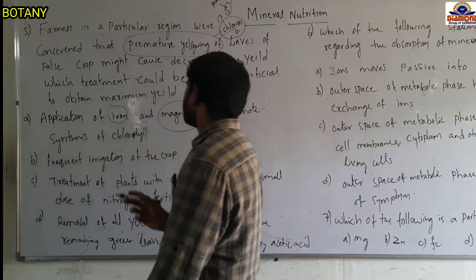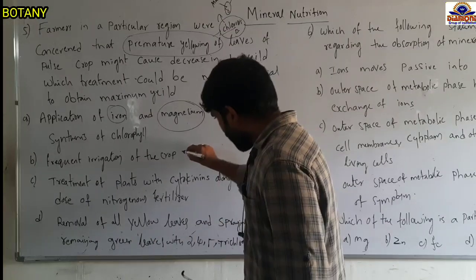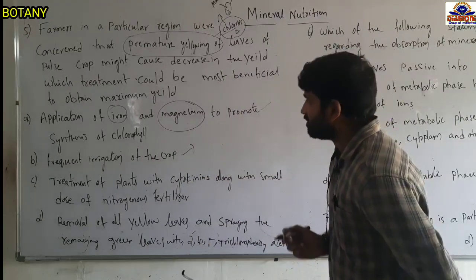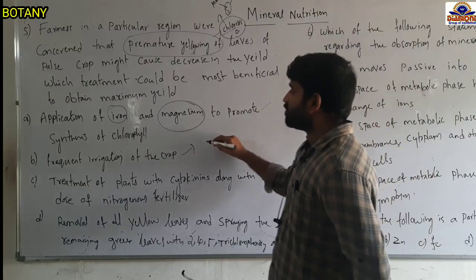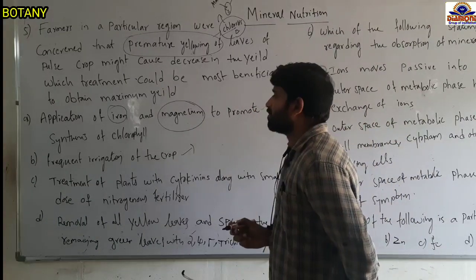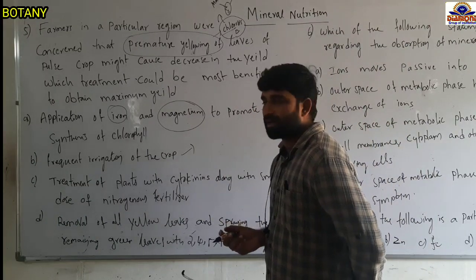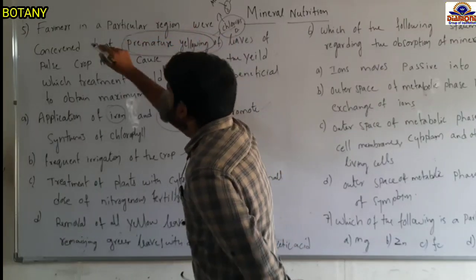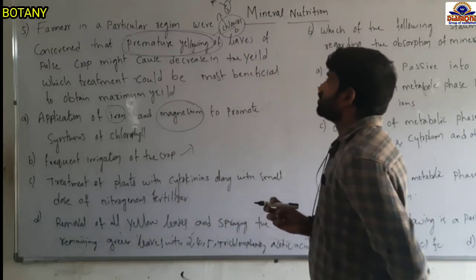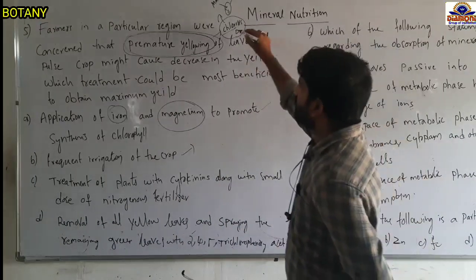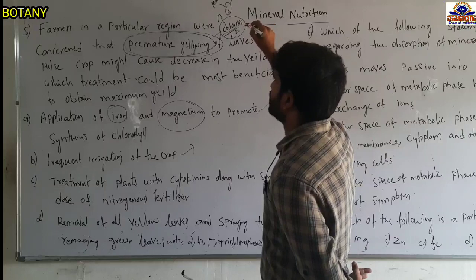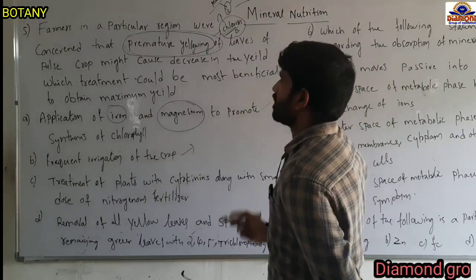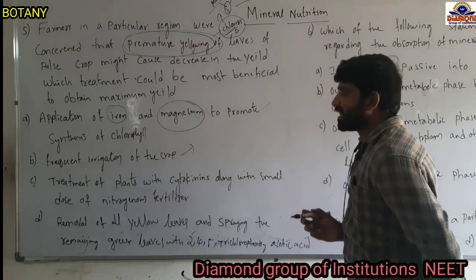And option B, frequent irrigation of the crop. Here we are going to supply water to the plant frequently. So the plants will get water normally and metabolic activity will occur normally. But in the hint they mention premature yellowing of the leaf, which is a deficiency of some elements, macro and micro. So by supplying proper irrigation, the yield will not increase.